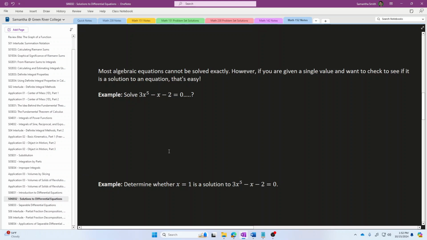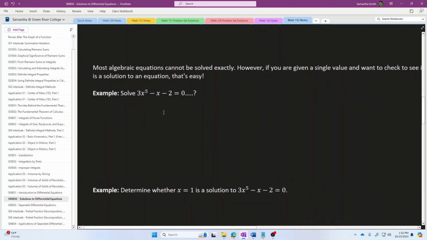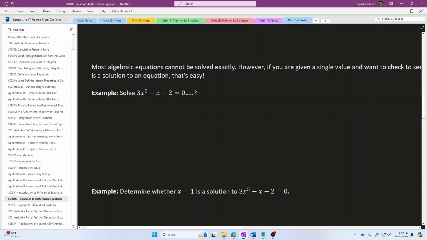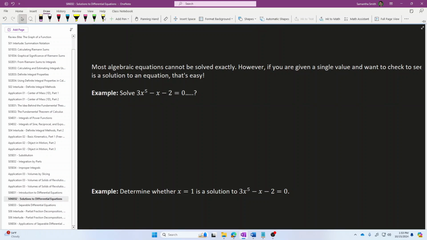For example, if someone says solve the equation 3 times x to the 5th power minus x minus 2 equals 0, I don't know about you, but I am not aware of any way to solve this equation manually by hand. I am not able to do that because this equation is too complicated.